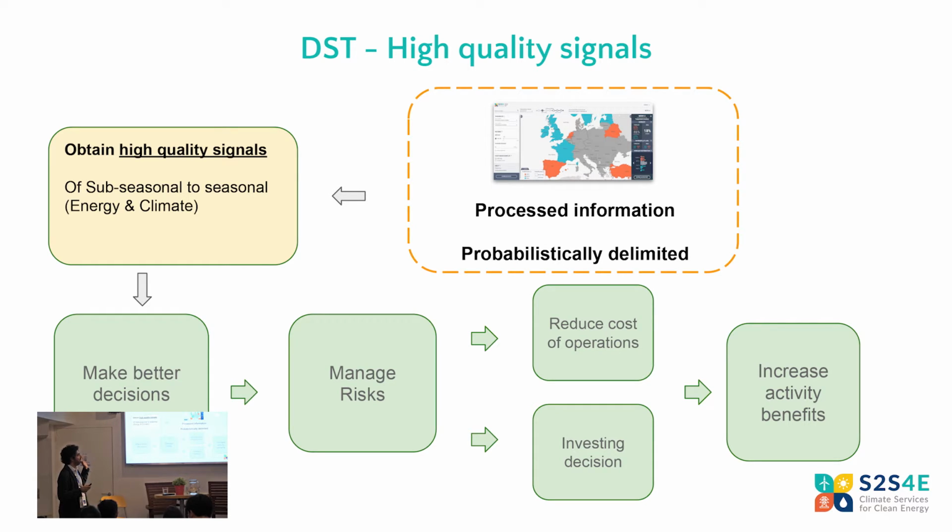So this is a very simple decision-making process, which in the end normally aims to increase the activity benefits or avoid losses, but let's say be positive: increase activity benefits. That comes from taking very good decisions, and to make good decisions, the operators need high quality signals, and this is the value that the DST provides to the market players, to the system operators.